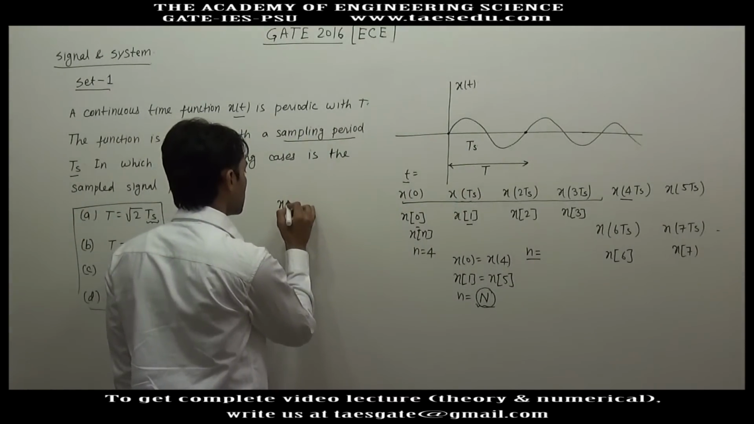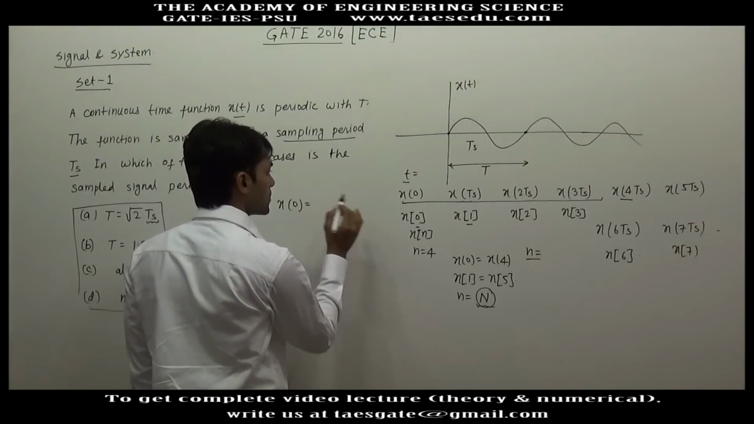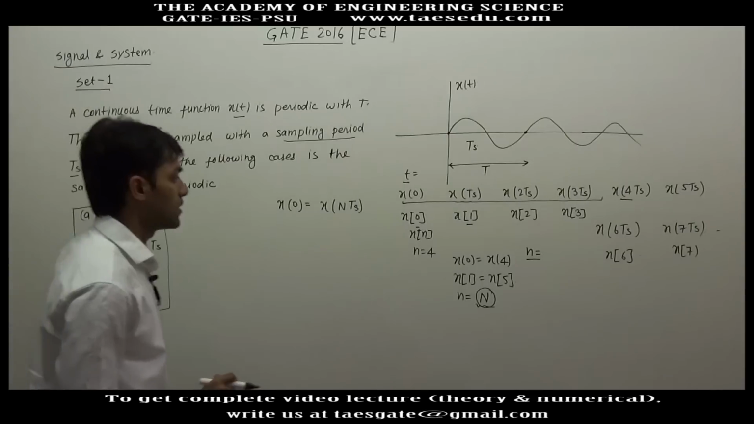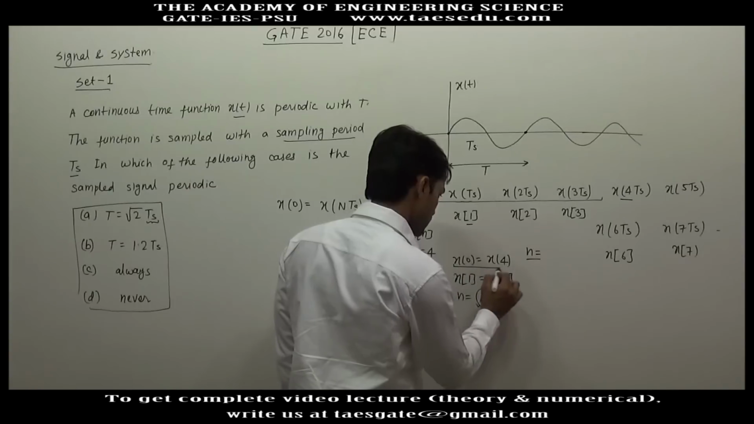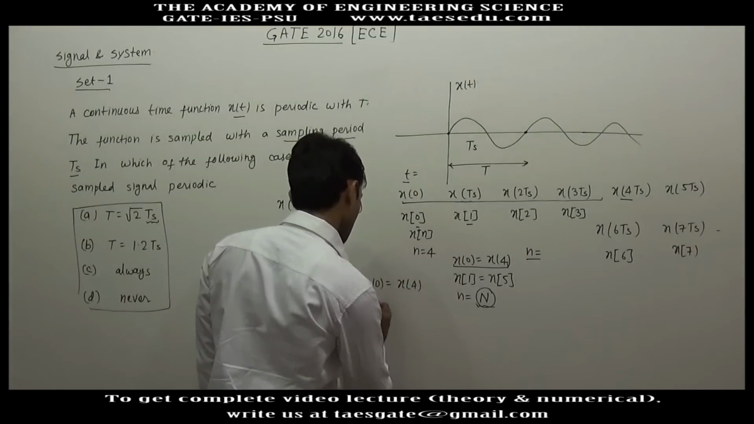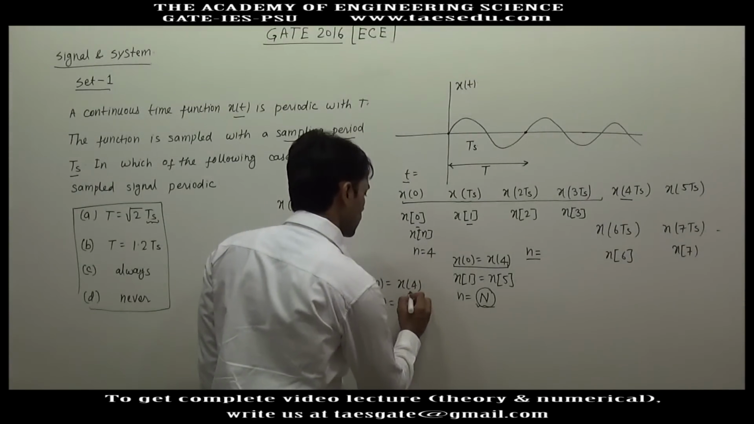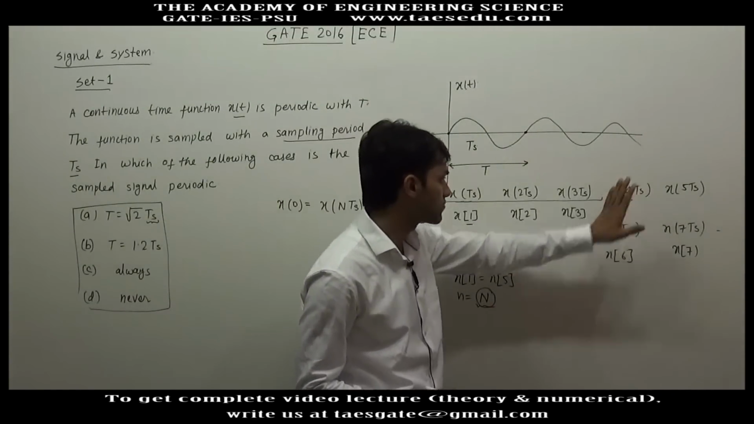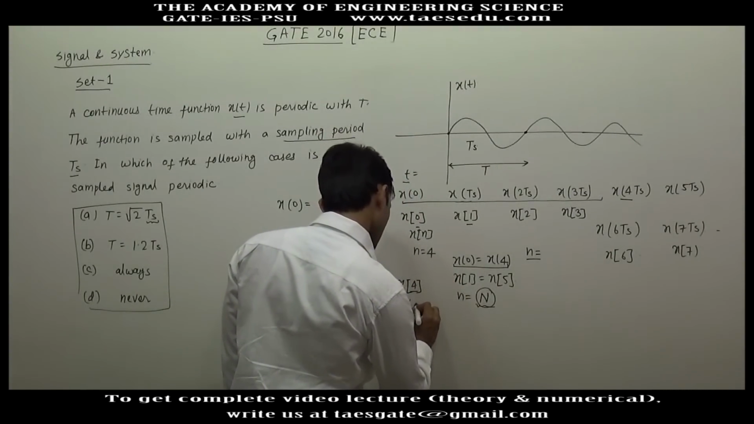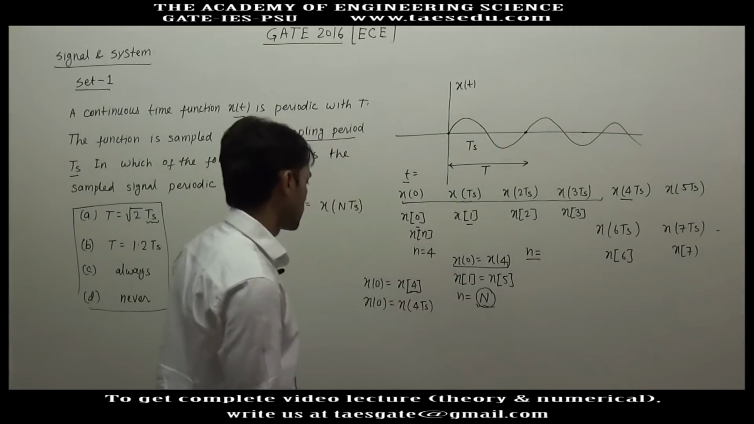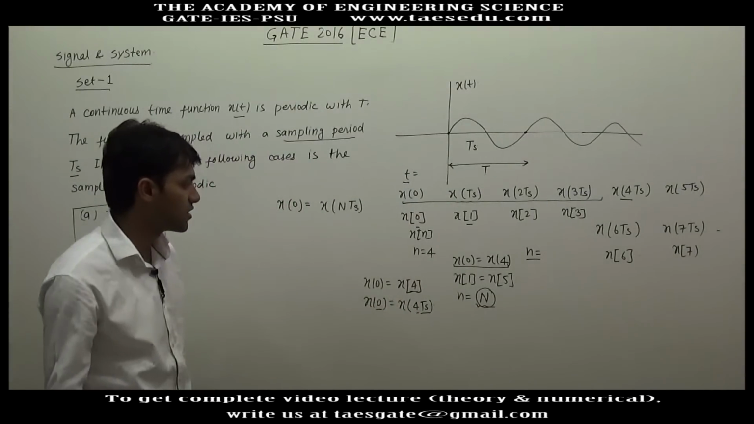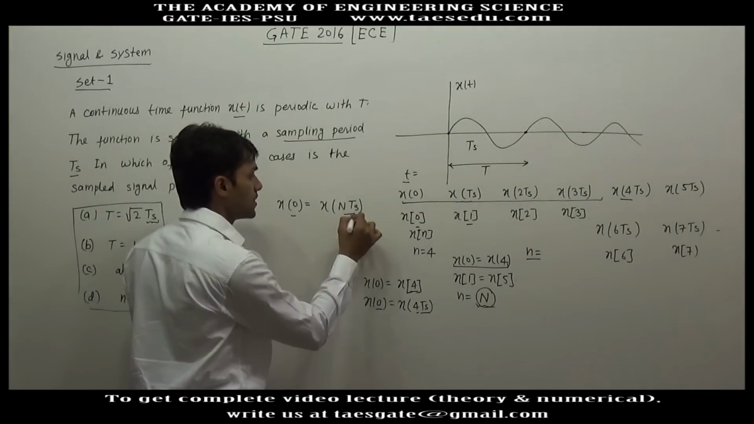So we will write x0 must be equal to x[N]. Like if it is periodic with 4, x0 is equal to x4. It means the discrete signal x4 is equal to x(4Ts). So if it is periodic with 4, x0 is equal to x(4Ts). Similarly, if it is periodic with N, x0 will be equal to x(NTs).